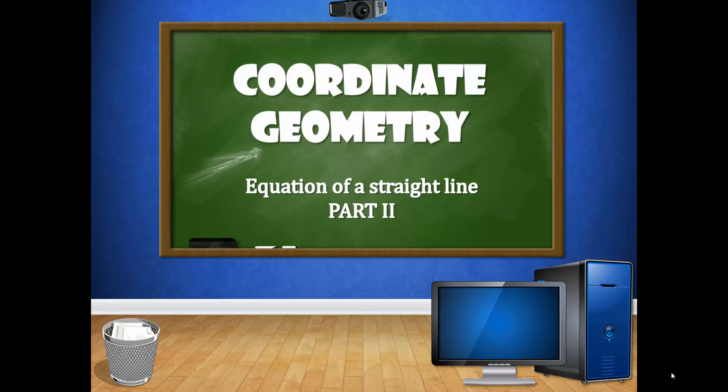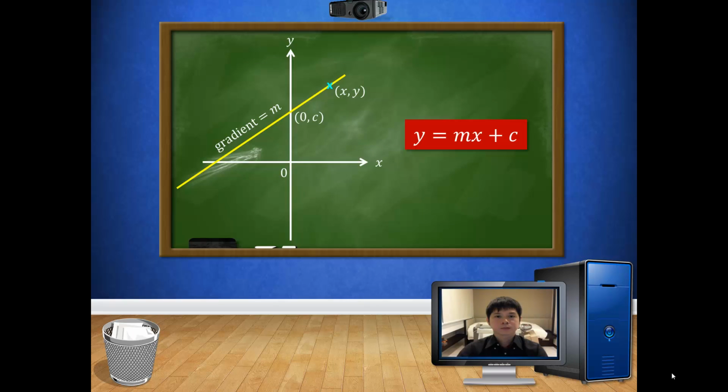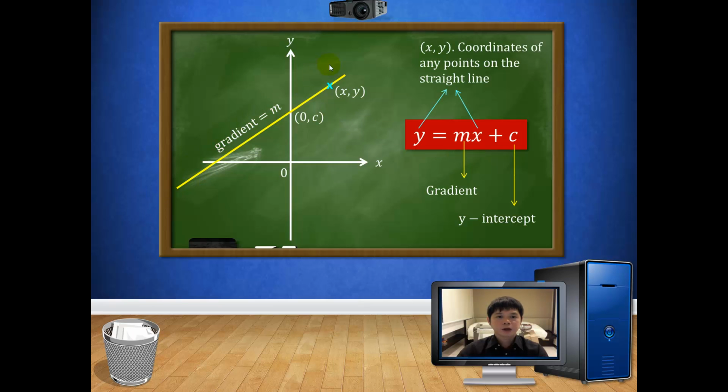In this lesson, we are going to look at more examples on finding the equations of a straight line. Let's recap. The equation of a straight line is given by y equals mx plus c. m stands for the gradient of the straight line, while c stands for the y-intercept, which is the point where it cuts the y-axis. x and y are actually a pair of coordinates that lie along the line segments here.